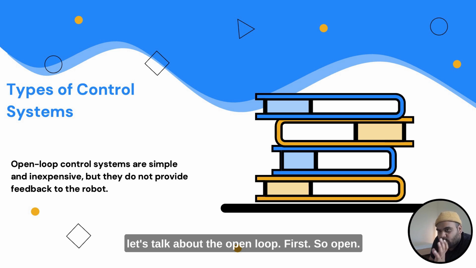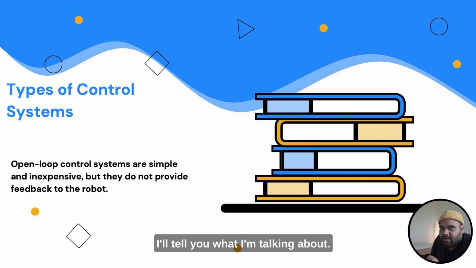Let's understand what a closed loop and an open loop are in a little bit. But let's talk about the open loop first. Open loop control systems are simple and inexpensive, but do not provide feedback to the robot. I'll tell you what I'm talking about. Let's say you and your mom are talking about whether it's raining outside or not. There can be two situations. If your mom asks you, is it raining outside, then you go out and check if it's raining, and then you come back and tell your mom that it's raining. The second option could be that your mom asks, is it raining outside, you go out, check if it's raining, and don't tell your mom.